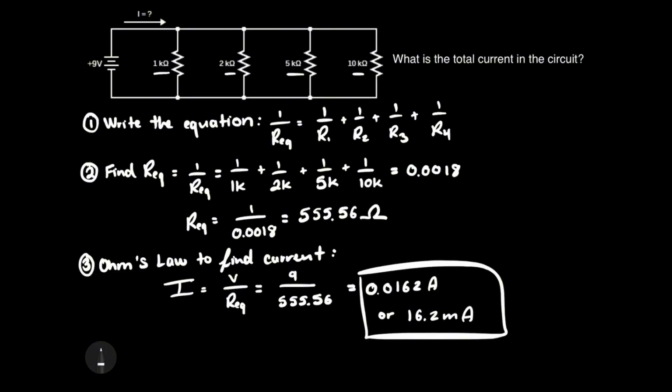So to summarize in our problem, we first wrote the equation for parallel resistors. We found the value of the equivalent resistor, remembering to always take the reciprocal. And finally, we plugged in all of our values into Ohm's law to find the total current of the parallel resistor network.